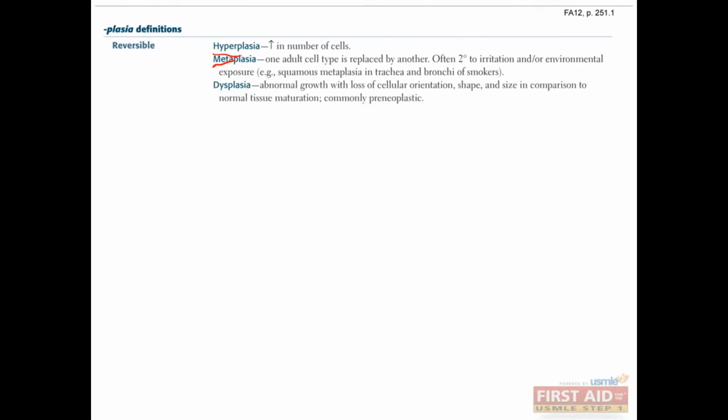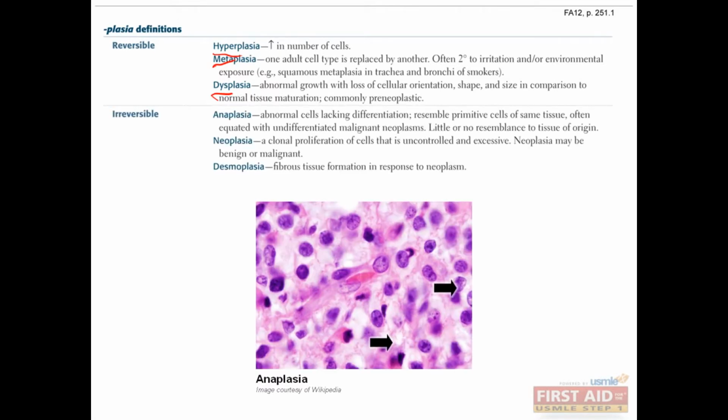Dysplasia means that the growth of cells is abnormal. Dys means that something is abnormal, like in dysfunction. Cells lose their normal characteristics, and they look disorganized, chaotic, and a little disgusting. This is usually a precursor to cancer. The next three plasias are all irreversible. The first is anaplasia, shown here. Ana means backwards, so anaplasia is when cells regress to become undifferentiated.